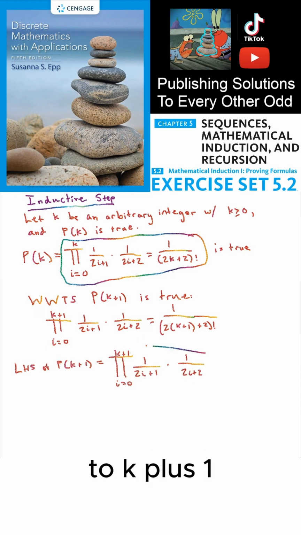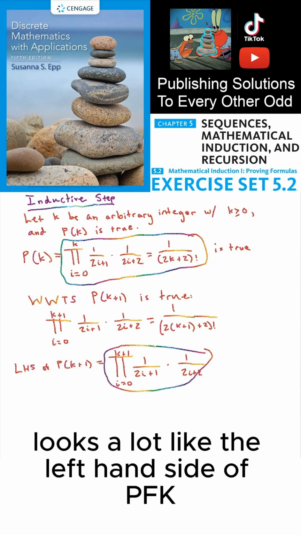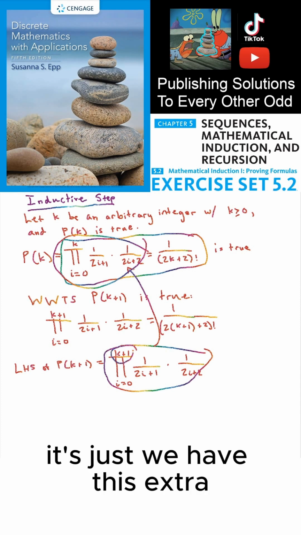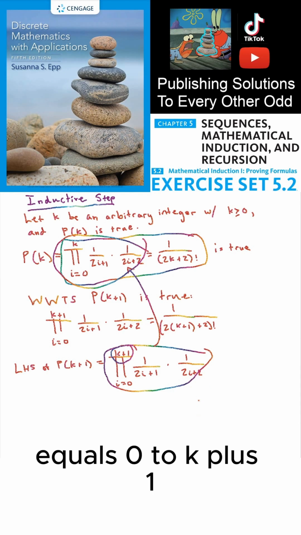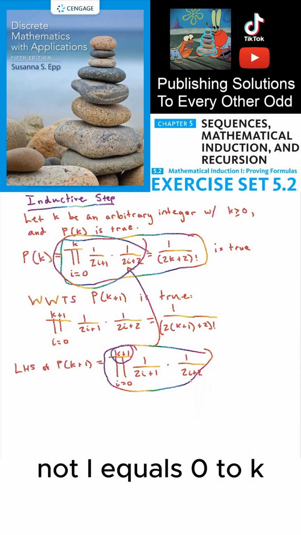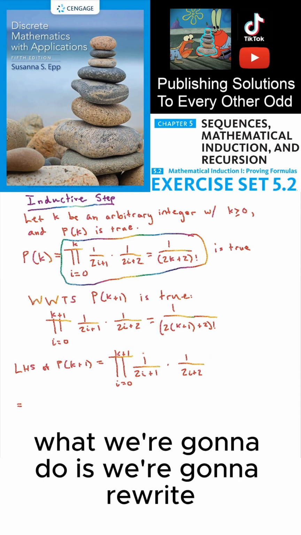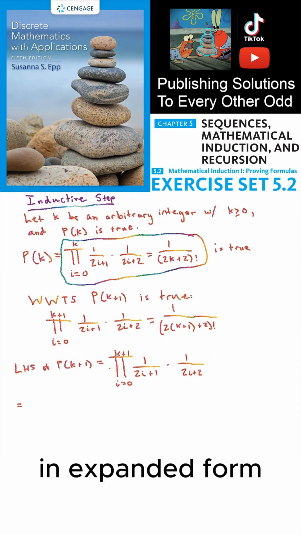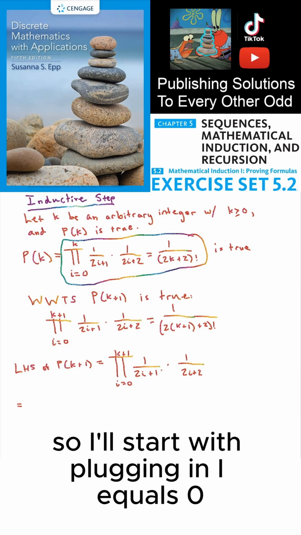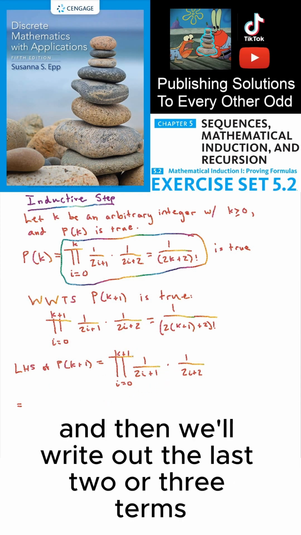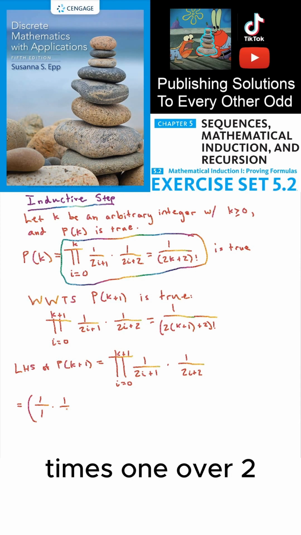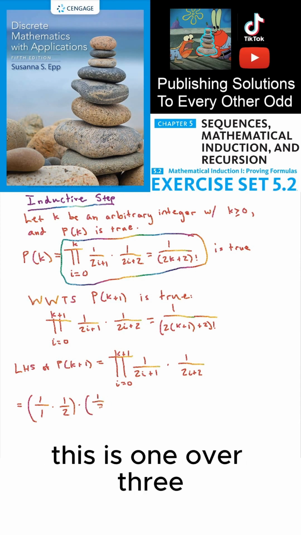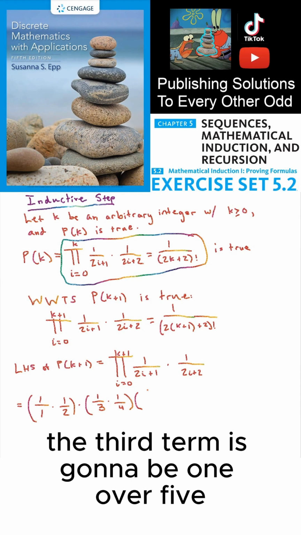So the left-hand side of P of k plus 1 is the product from i equals 0 to k plus 1. Now this product looks a lot like the left-hand side of P of k. It's just that we have this extra term at the end, since i varies from 0 to k plus 1, not 0 to k. To fix this, we're going to rewrite this product in expanded form. I'll start with plugging in i equals 0, then i equals 1, then i equals 2, and then we'll write out the last two or three terms. When i equals 0, this is 1 over 1 times 1 over 2. When i equals 1, this is 1 over 3 times 1 over 4. The third term is going to be 1 over 5.